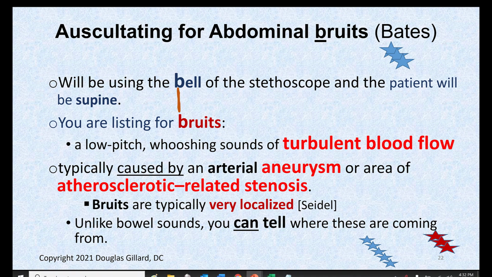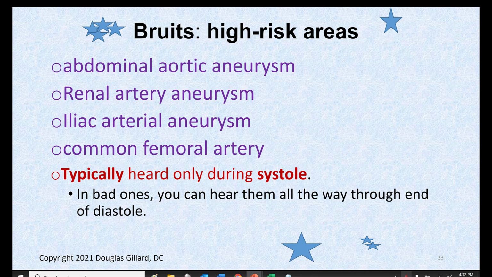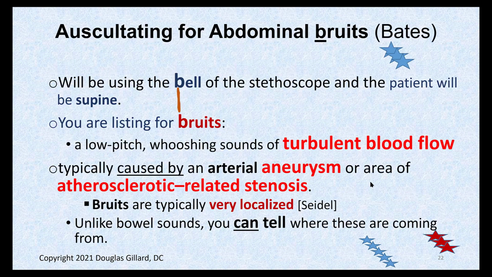Hopefully I didn't shut off the recording when I just did that. Okay, so we're looking for turbulent blood flow caused by an aneurysm. It could be caused by a beaver dam too. Let's try it again since we're on a roll here. So let's go back. Let's draw another scenario.